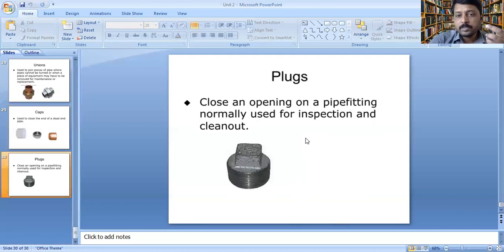And the same type of thing is the plug. The plug can be turned clockwise or anti-clockwise, having thread, and whenever there is a requirement of frequently opening or closing that end, in that case you have to use plugs. The plug closes an opening on a pipe fitting, normally used for inspection and clean out. So for those two purposes, inspection and clean out, we can go for plugs. Otherwise we can go for caps.